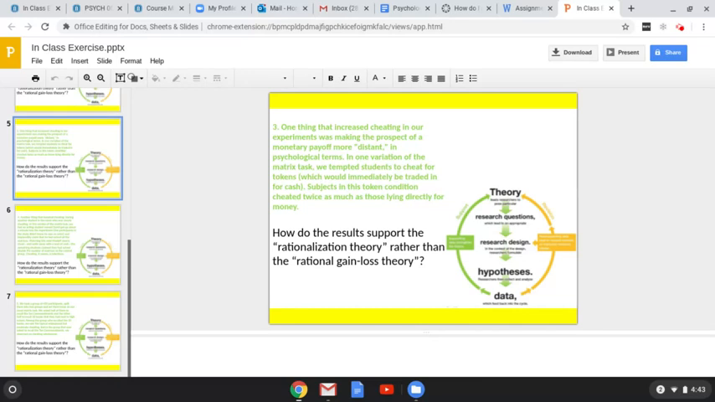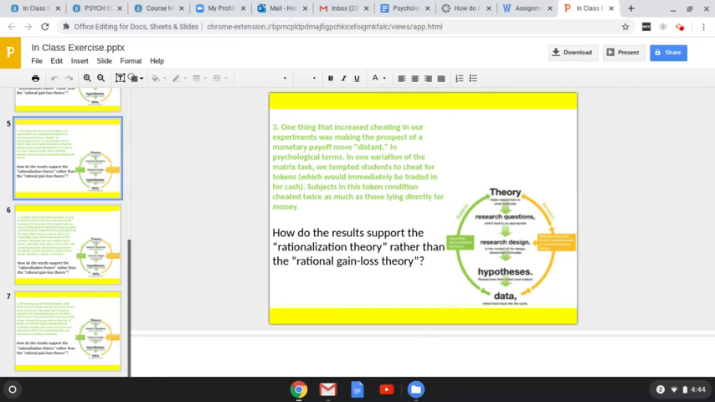So in one variation of the matrix task, people did the normal control group, right? And in the other, they tempted students to cheat for tokens, which would immediately be traded in for cash, but not in front of them. They would get the token, and then they'd have to go trade it in down the hall in order to get cash. So they weren't receiving cash in their hand in the room. They were receiving a token and then cashing it in later. Subjects in the token condition cheated twice as much as those lying directly for money. So I ask you, how do these results support rationalization theory rather than gain-loss?